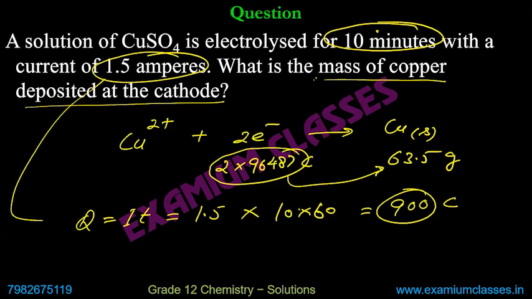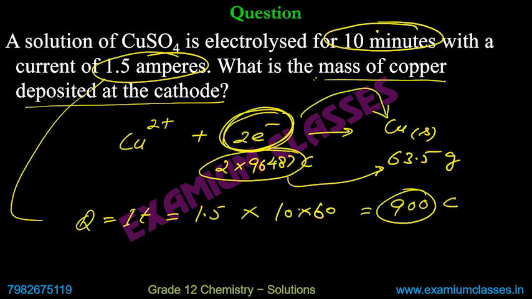First, try it. It is simple. You know, I am talking about the second law, that the amount of products deposited will depend on the charge, the amount of electricity. You have 900 coulombs, so you have to find how much copper this 900 coulombs will deposit. For that, you need to know the relationship, that 2 moles of electrons deposit 63.5 grams.